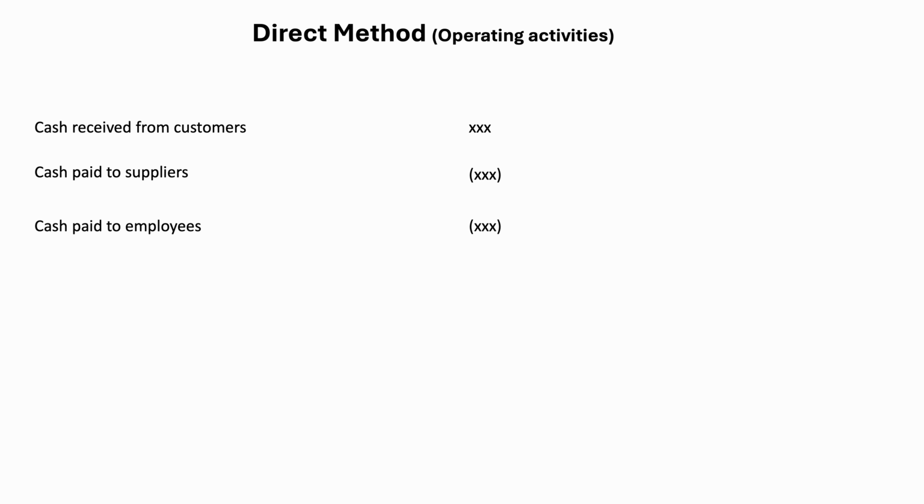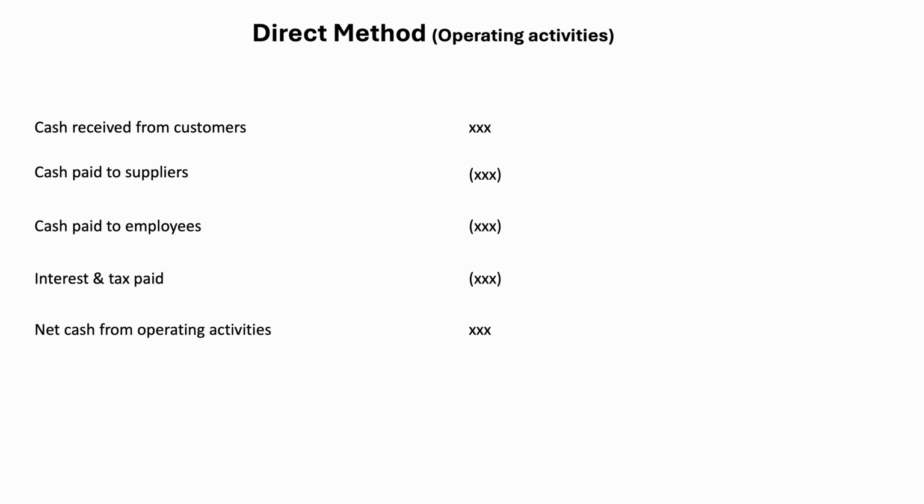For the direct method, the operating section is as follows. So we start off with the cash received from customers. Money is coming into the business, so it is added. We then move on to cash paid to suppliers. Money is going out of the business, so it is subtracted. Cash paid to employees is money going out of the business, so it is subtracted. This also applies to interest and tax paid. After adding up all the activities, we get the net cash from operating activities.